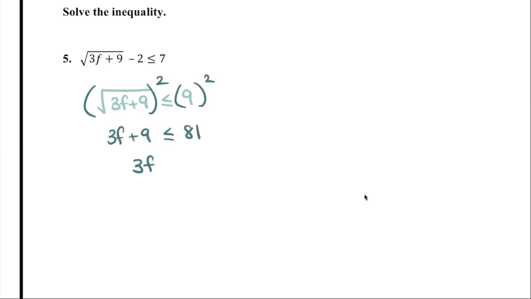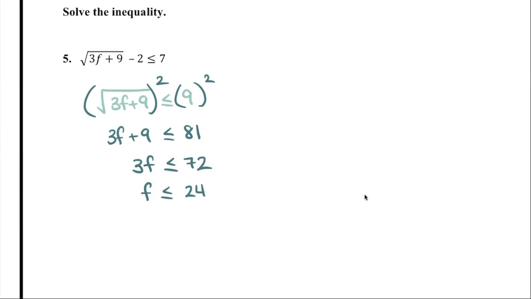Then it's 3f less than or equal to 72. Good. Nice. Divide by 3 on both sides. And I think that's 24. I think yes. Somebody verify. Okay, yeah. All right, good. Now, so far so good, but this is actually only half the problem. What else do we need to do?